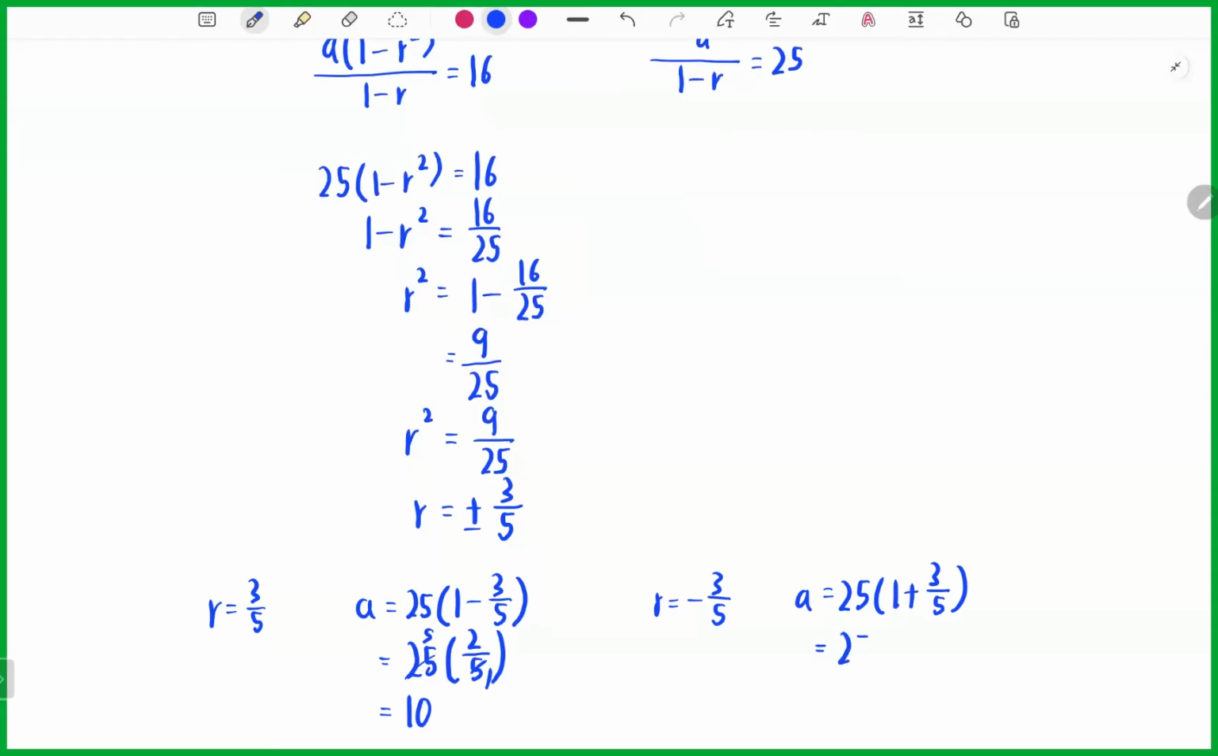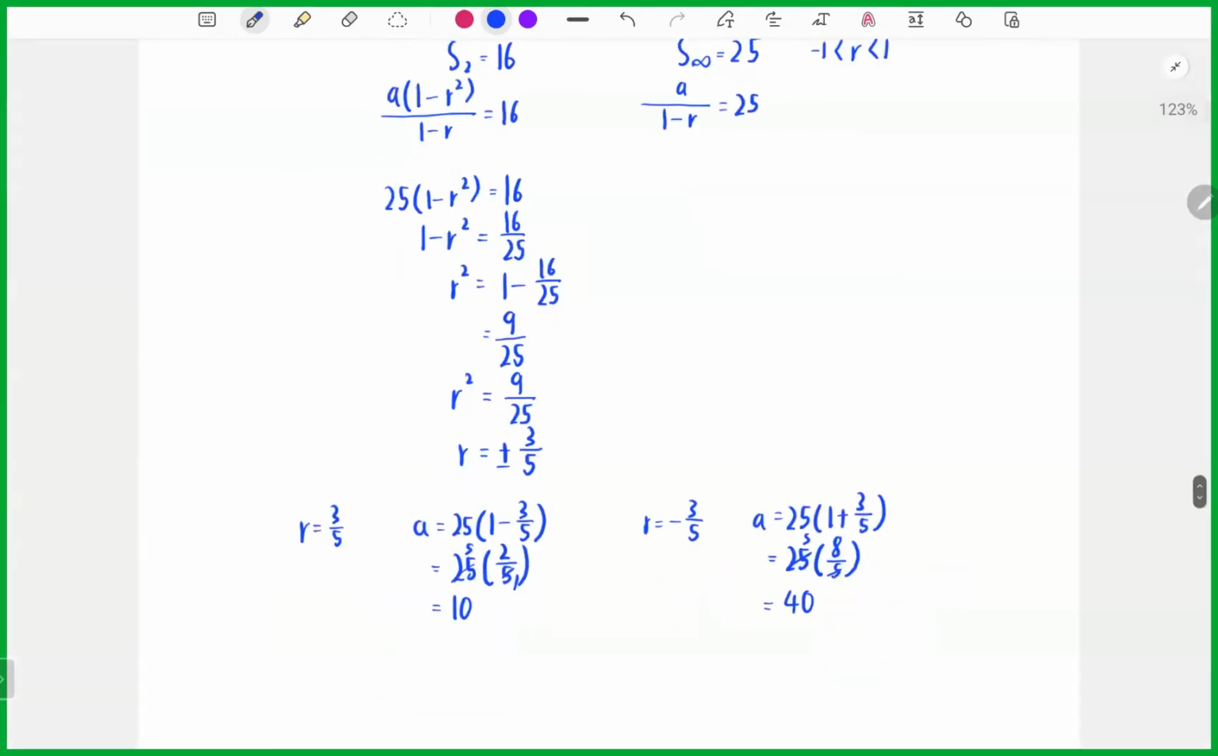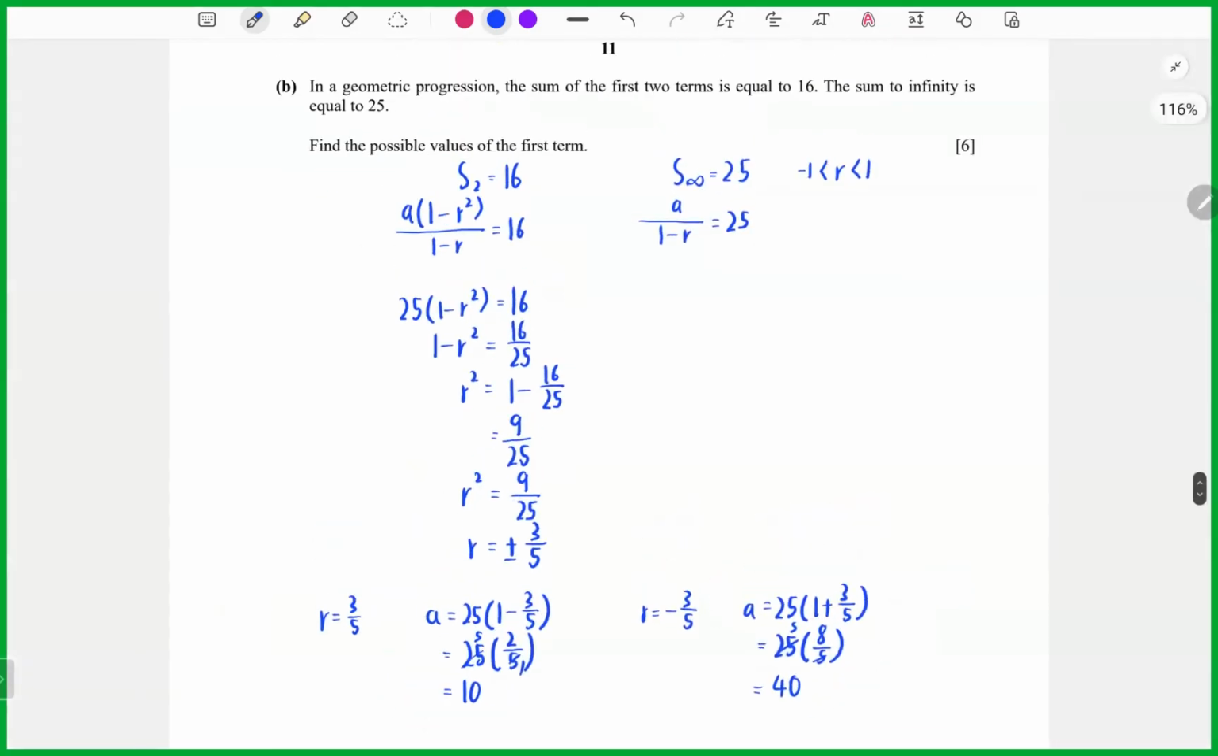After that, here is 25 bracket 5 plus 3, you will get 8 over 5, equals to, okay, 5 times 8, 40. Okay, so we get the possible values for the first term.